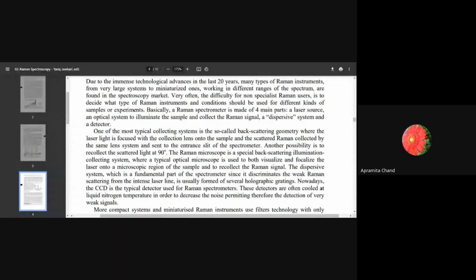And CCD is now the typical detector that is used for Raman spectrometers. For detection of Raman spectra, a CCD detector is used. So what is a CCD detector? It is a charge coupled device, and it is a highly sensitive photon detector.